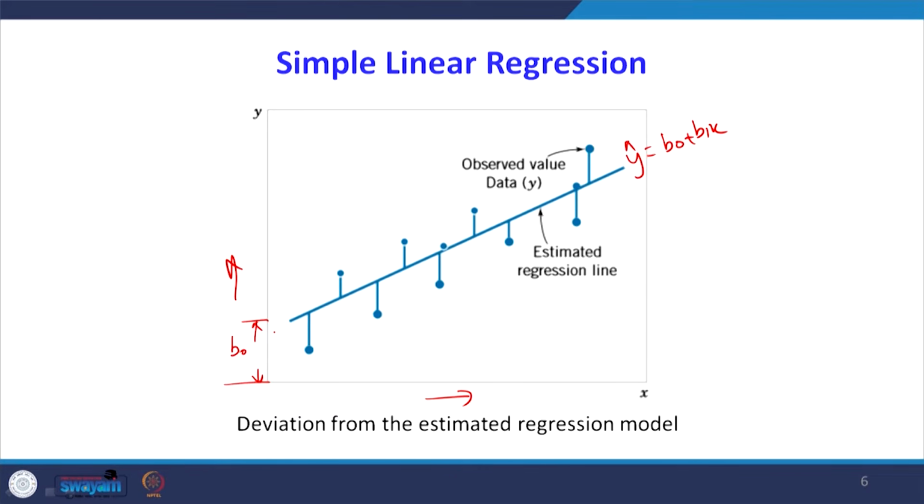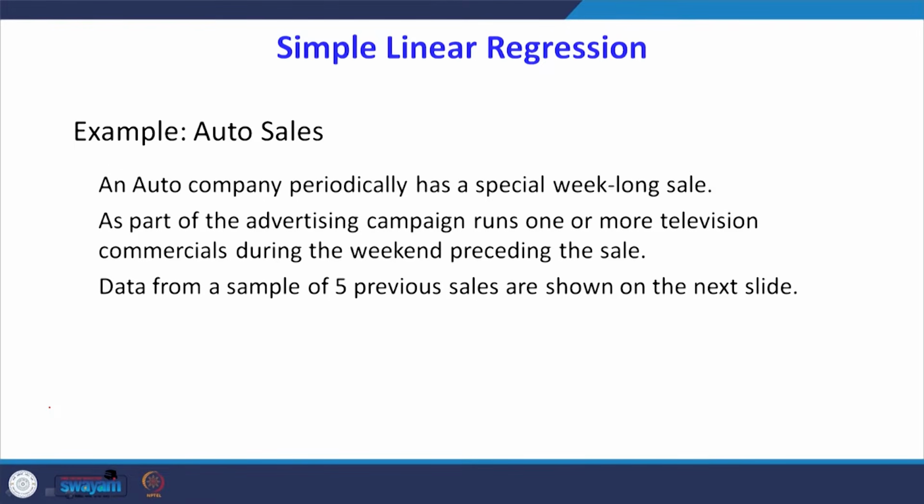If you know y-intercept and slope, then you can construct the regression equation. In the previous class I already explained this is error 1, this is error 2, this is error 3. So, the concept of the least square method is that the sum of the squares of the error has to be minimized. That idea is used to find the value of slope and y-intercept.